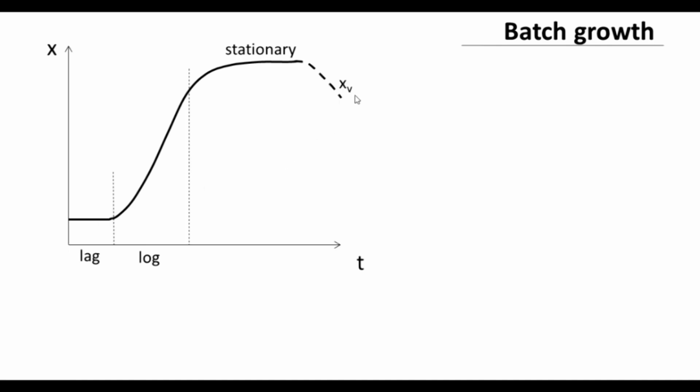And if you plot viable cell concentration, you would also see a death phase where the viable cell concentration goes down. The solid line is the total cell concentration, the dotted or dashed line is the viable cell concentration.